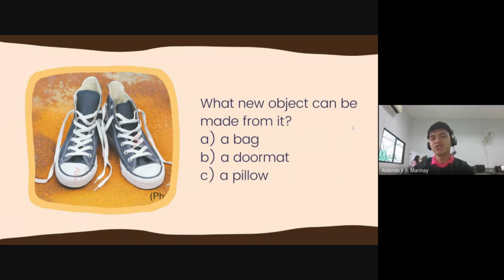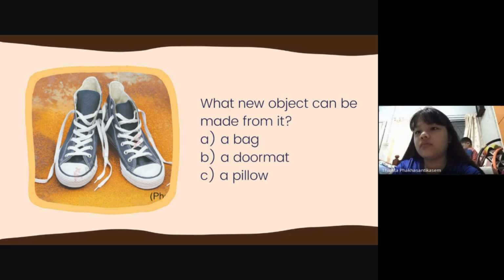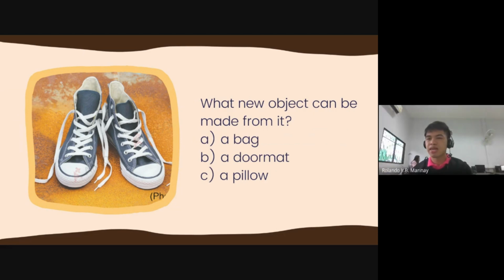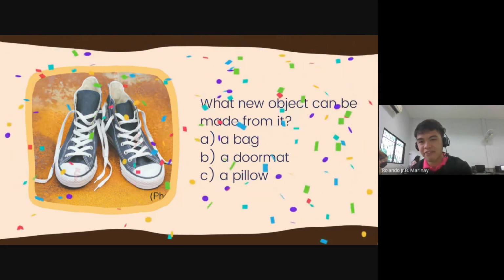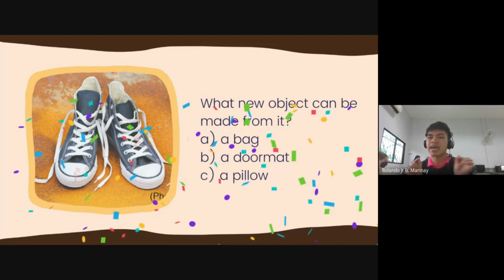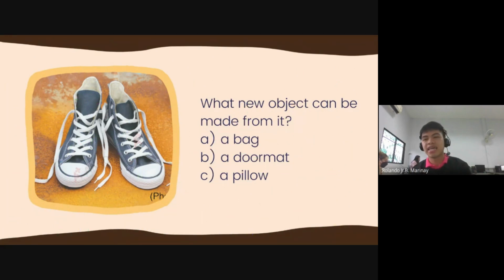Okay. What new object can be made from the following materials that we saw? Is it A, a bag, B, a doormat, or C, a pillow? Okay, Lakim said it's A. What do you think? Okay, A is correct. We can make a bag from the canvas. Okay, we can take the canvas and also the lace of the shoes, right? And we can make a bag from it.